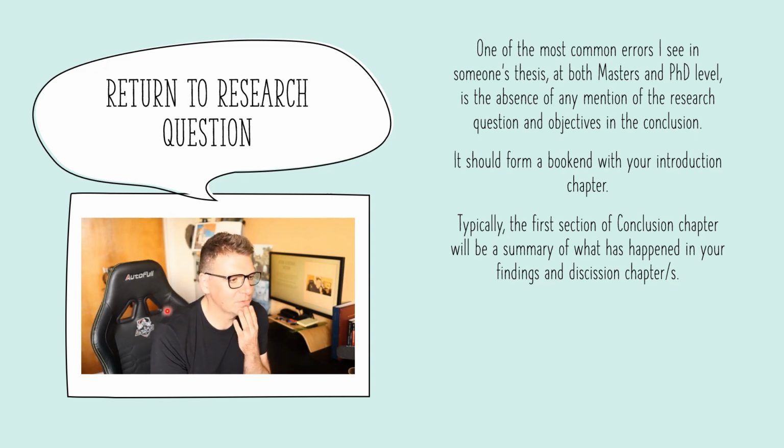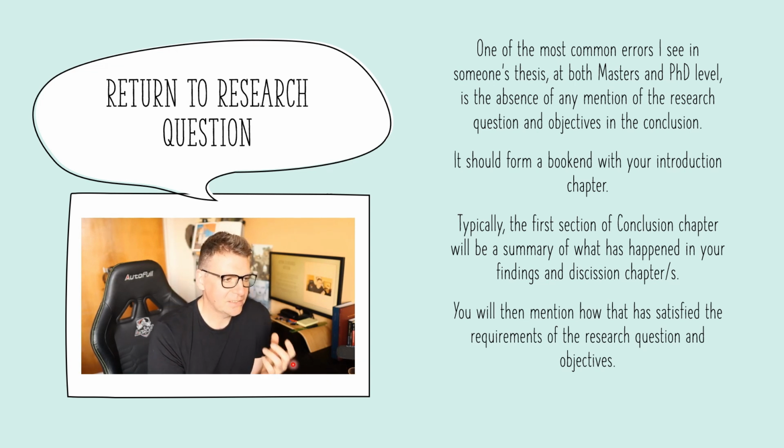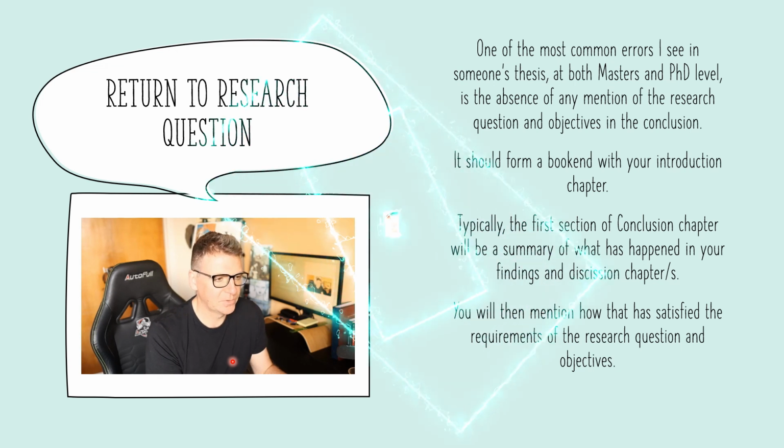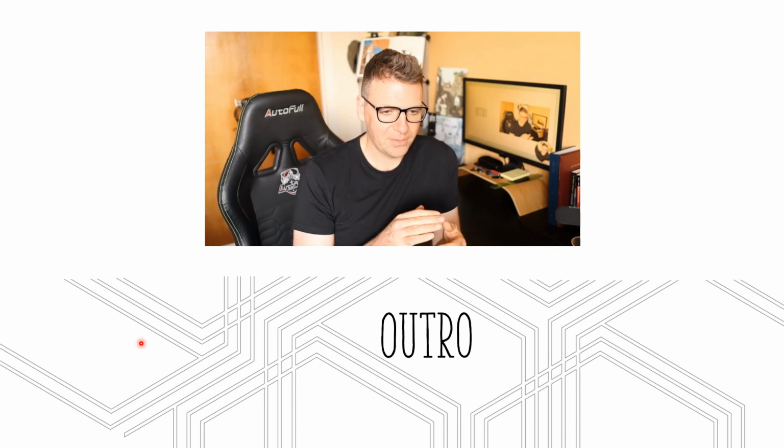So that's very important. Typically, the first section of the conclusion chapter will be a summary of what has happened in your findings and discussion chapter. You will then mention how that has satisfied the requirements of the research question and objectives. Just remember, the most important thing with the research question is make sure that it's always returned to. Always keep your research question in mind.